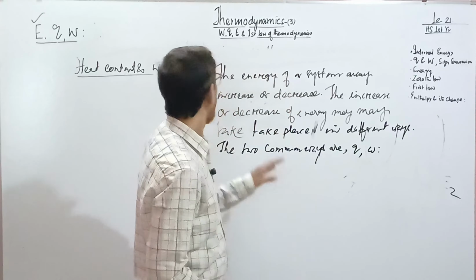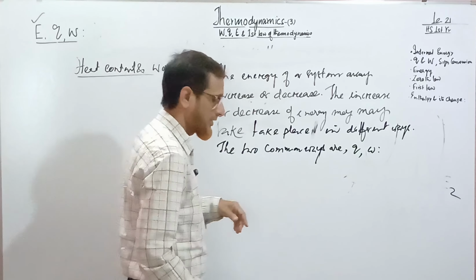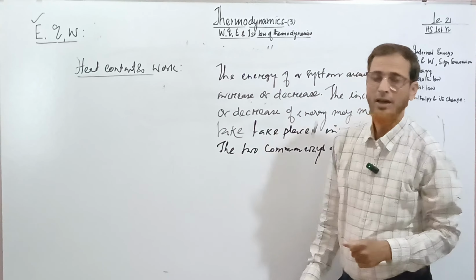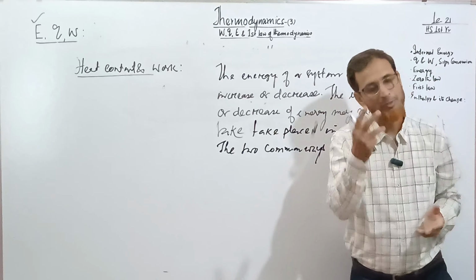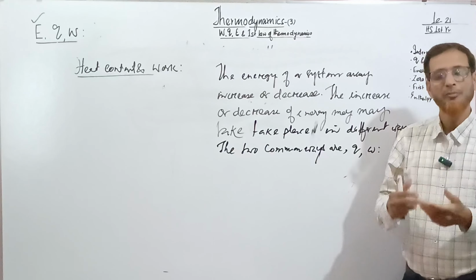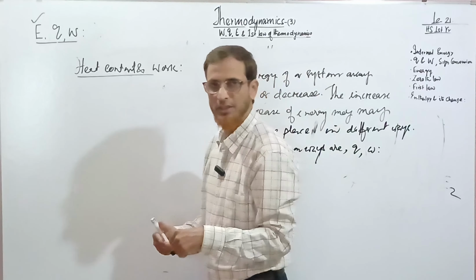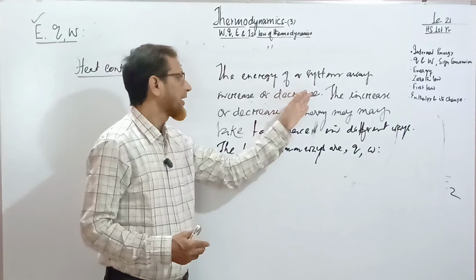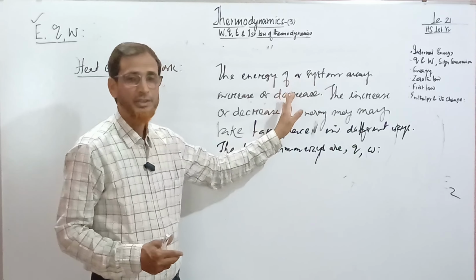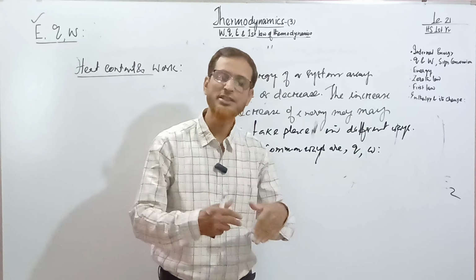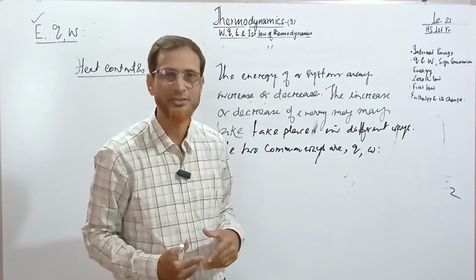So we have already defined internal energy. Now let us define what is heat content Q and what is work. The energy of a system may increase or decrease. It is known to you, we can increase the energy of the systems, we can decrease the energy of the systems, and this increase and decrease may take place in different manners, different ways, different paths.